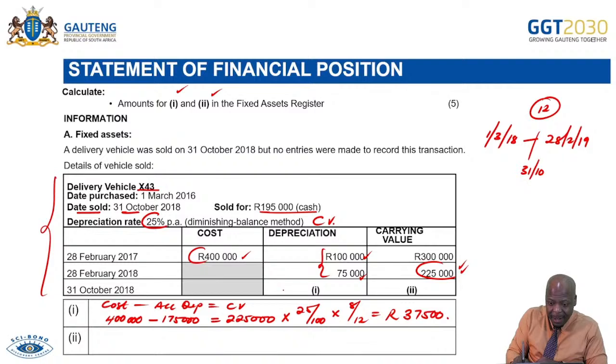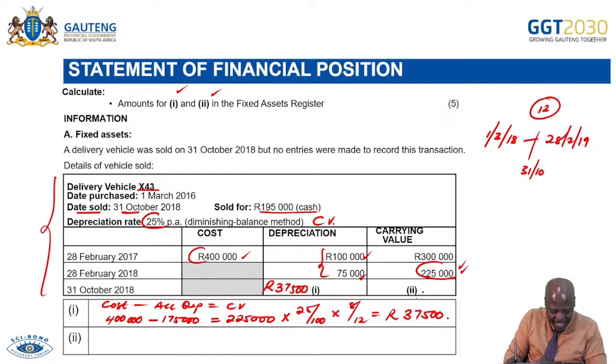So it means in the year that we're disposing this asset, it is losing value, losing 37,500. That is its depreciation. Can I go on to number 2? Thank you. Number 2, we are calculating the carrying value here then.